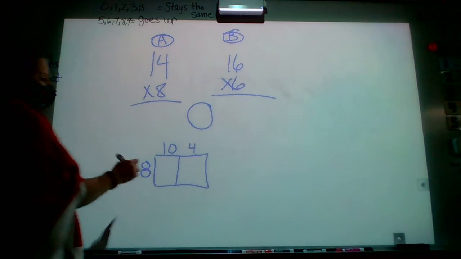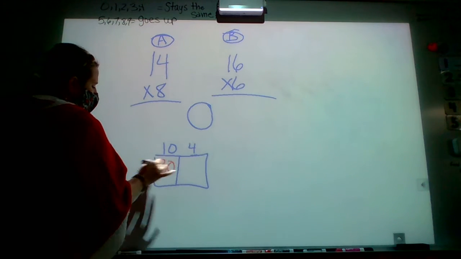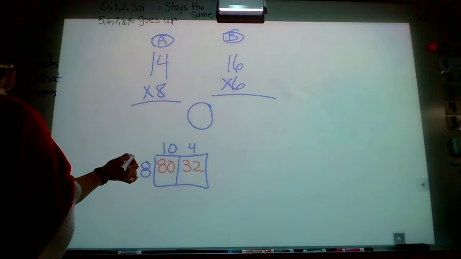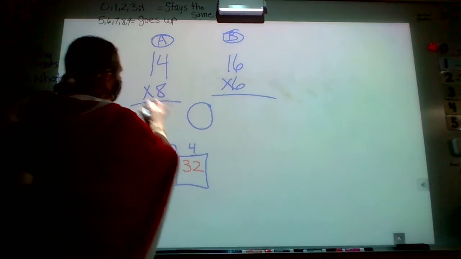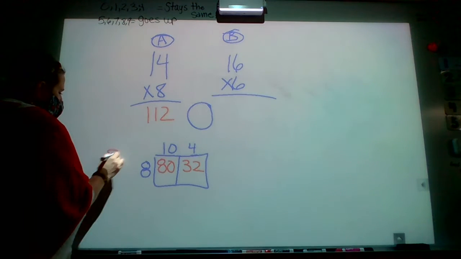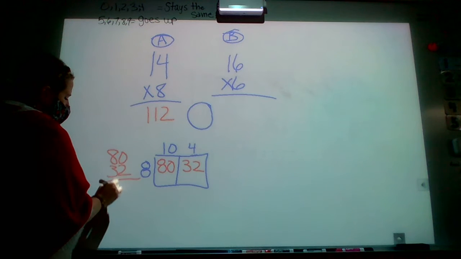All right. So 10 times 8 is 80, and 4 times 8 is 32. Didn't we already have that? Yes, we did. So we could have looked on our other paper. Anyways, so we have 112, right? We already figured this out. 80 and 32 is 112.